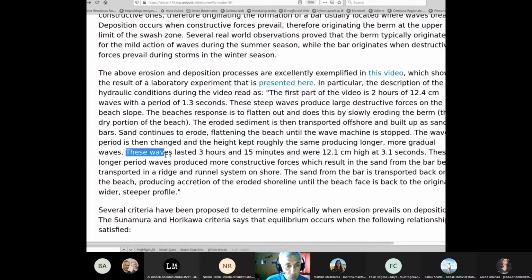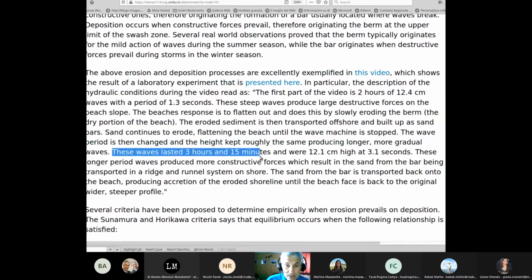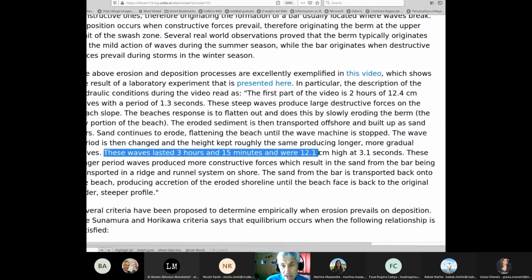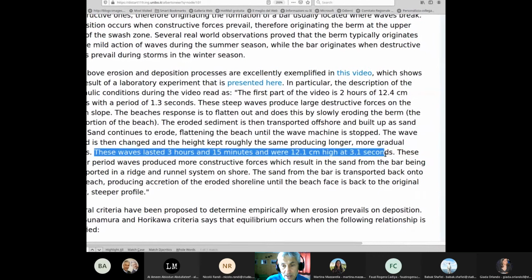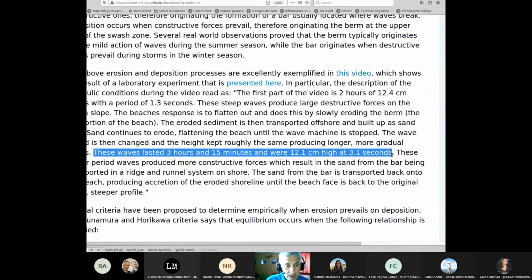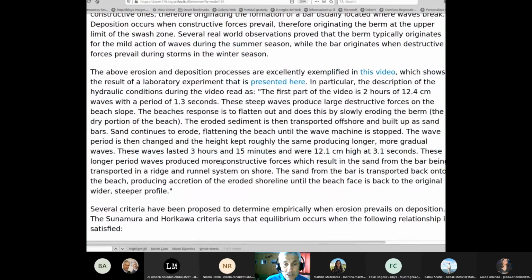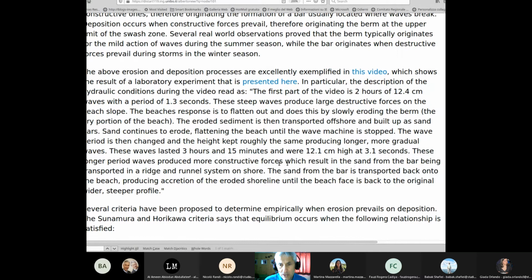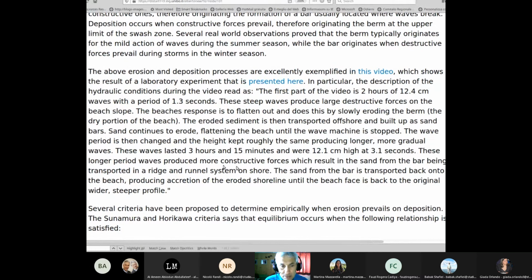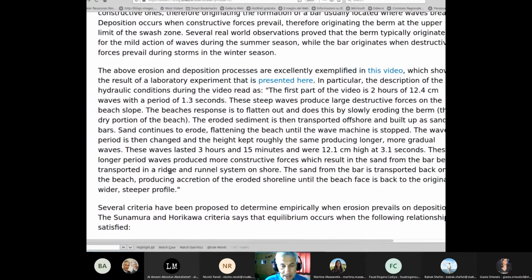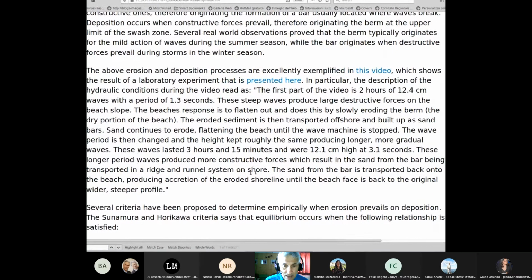These waves lasted 3 hours and 15 minutes and were 12 centimeters high at 3.1 seconds of period. These longer period waves produced more constructive forces. Constructive means accretion of the beach, the opposite of erosion, which results in the sand from the bar being transported in a ridge and runnel system onshore.